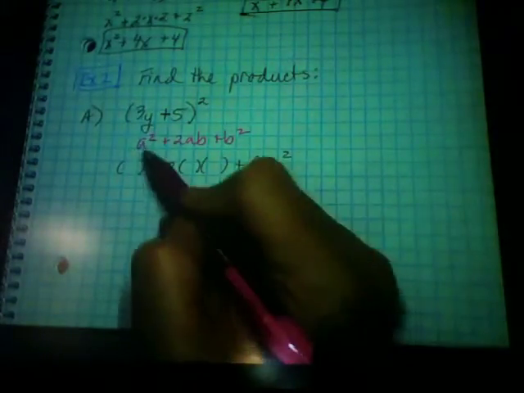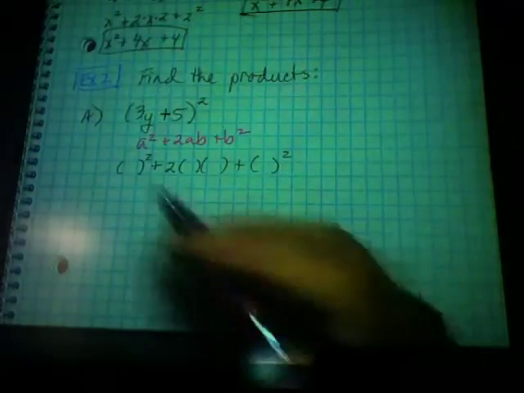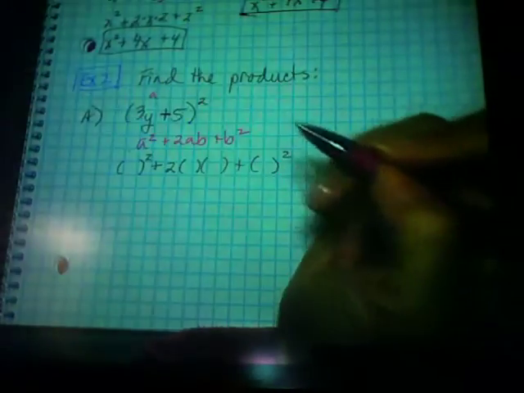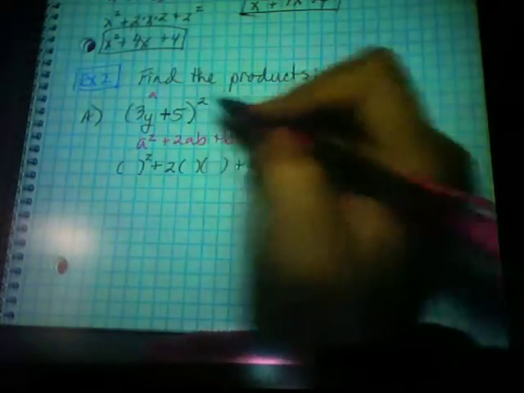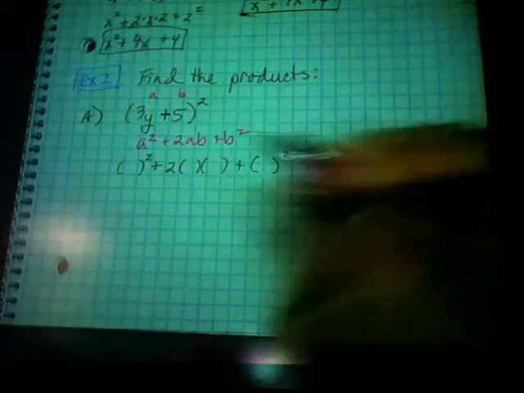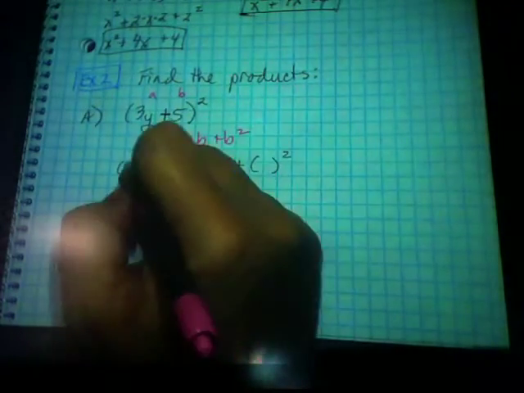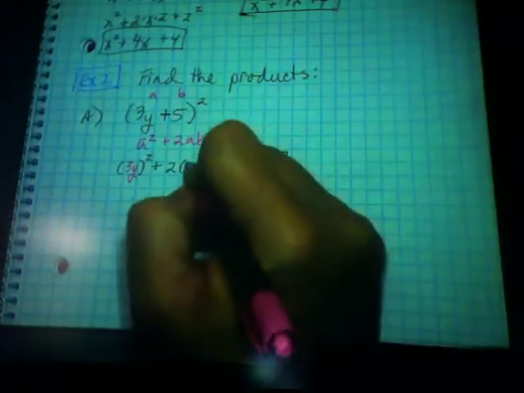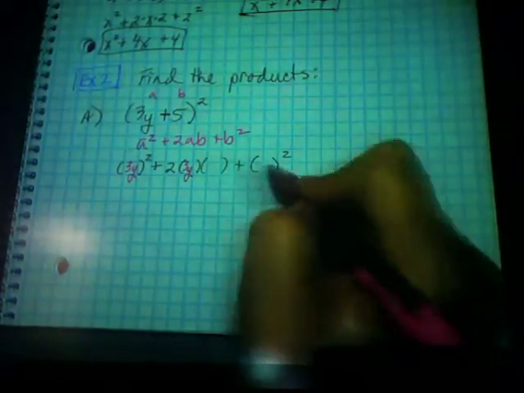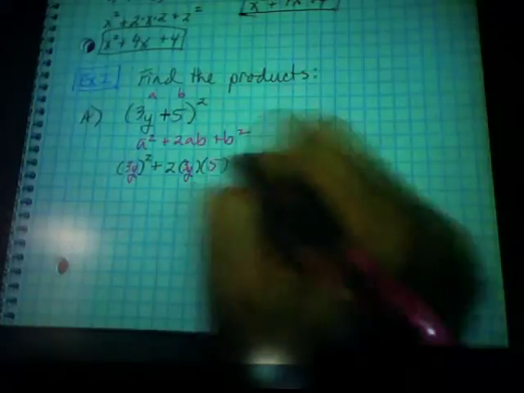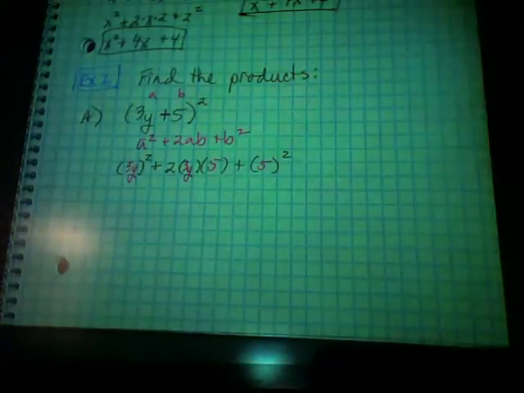So what represents a? 3y is your a, right? And what represents b? The 5. So everywhere I see an a, I'm putting in a 3y. So here's a 3y. Here's a 3y. And then these two are b's. So my b is 5 and 5. All I have to do is perform the math.